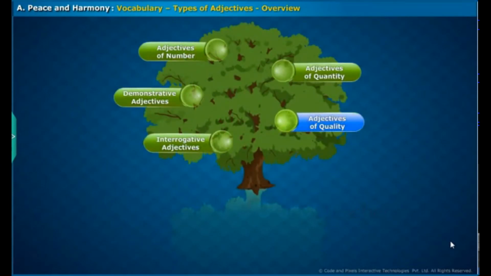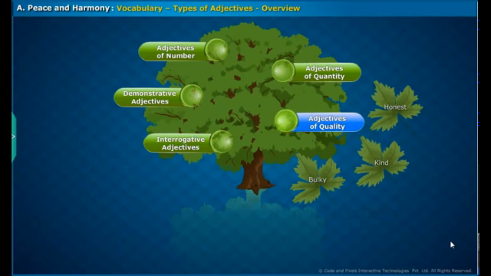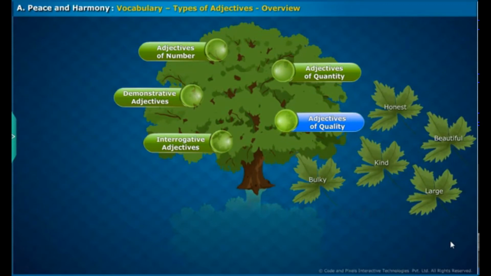Adjectives of quality describe the quality of the noun. A few examples are honest, bulky, kind, large, beautiful. Listen to the following sentences framed using these adjectives. Sheila is a beautiful woman. New Delhi is a large city with buildings.